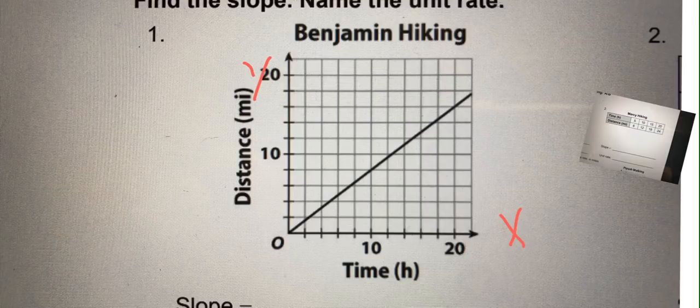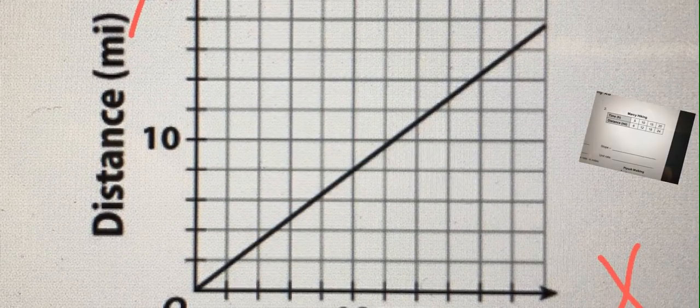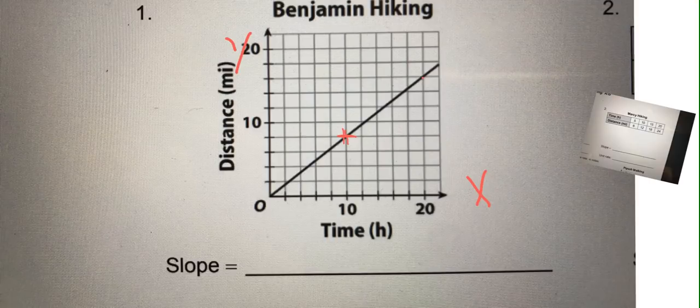If I'm looking at Benjamin's hiking line, I need to look for a place on the graph where I can see exactly where it crosses for x and y, like right there and right there. Also remember that (0, 0) is always a point on our proportional graphs, because if he doesn't hike for any amount of time, he won't go any miles.